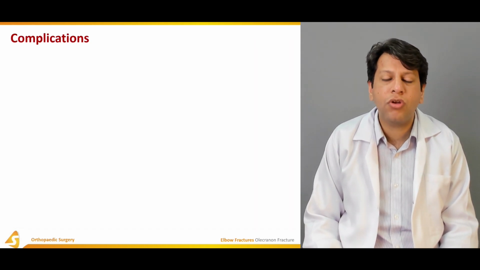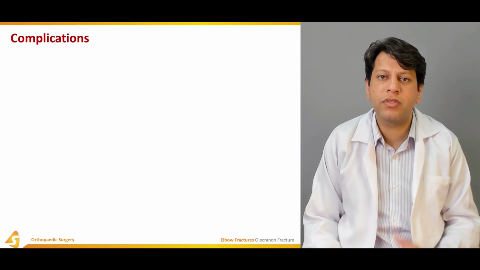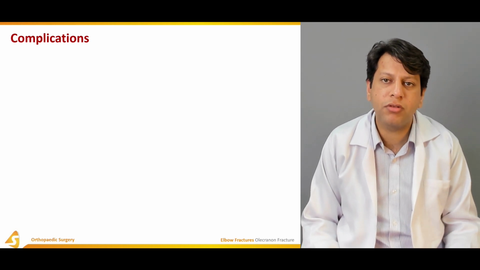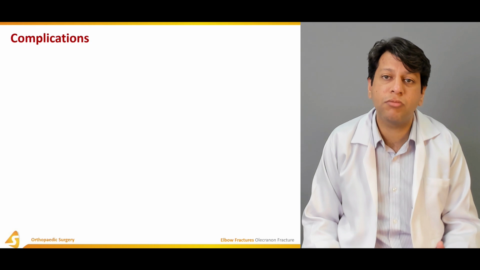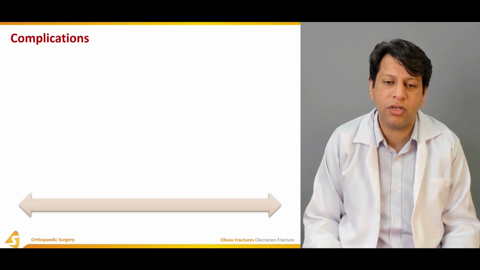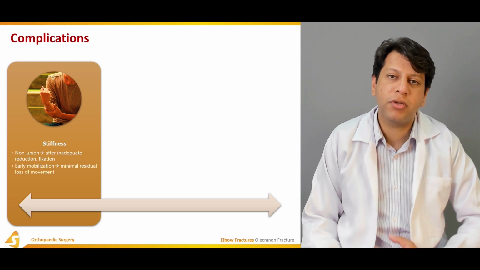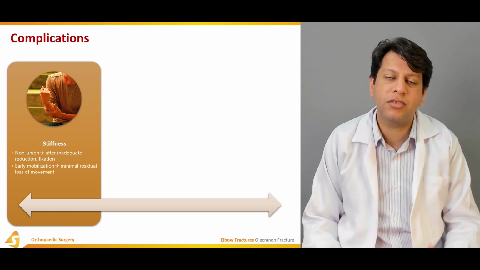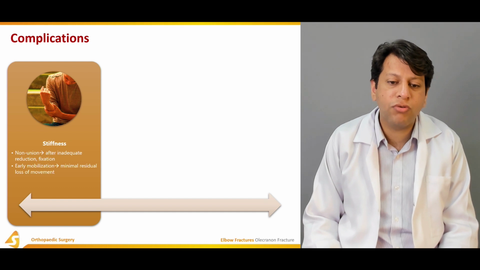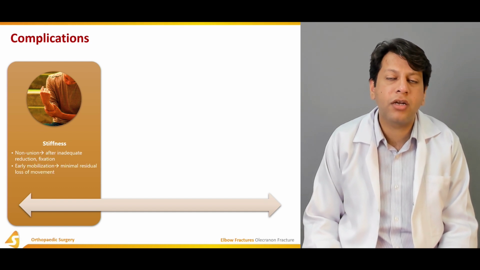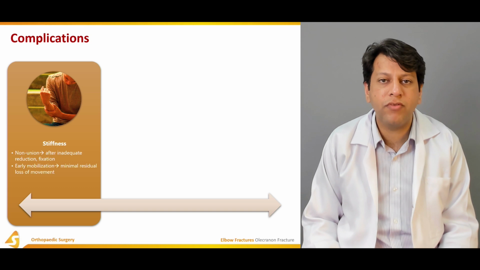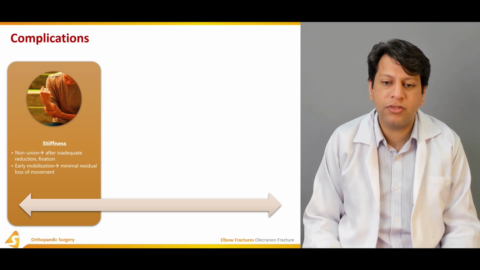Now coming to the complications, we have surgically fixed the olecranon. What could go wrong, or what complications are associated with the surgery of olecranon fractures? Usually it's stiffness, because if the patient is not properly mobilized and rehabilitated, it could lead to non-union after inadequate reduction or fixation, or even stiffness due to non-mobilization.